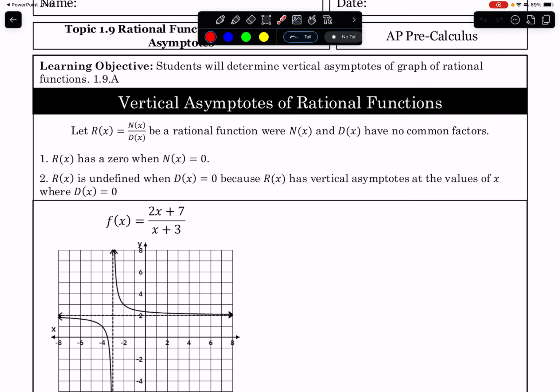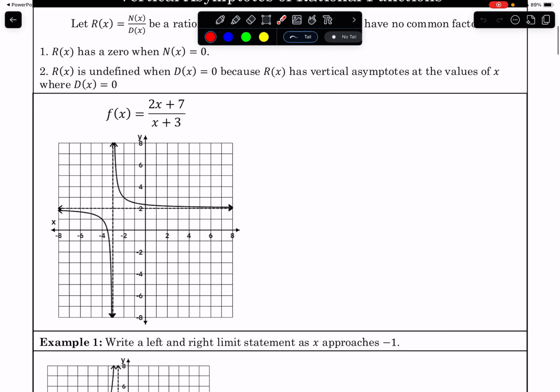Now we know from the previous lesson that r of x has a 0 when the numerator is equal to 0. That's when we're going to cross our x-axis. And r of x is undefined when our denominator is equal to 0. And the reason for that is that there is a vertical asymptote at that location of x where our denominator is equal to 0. So take, for example, this function right here.